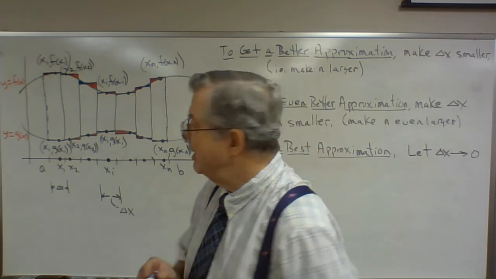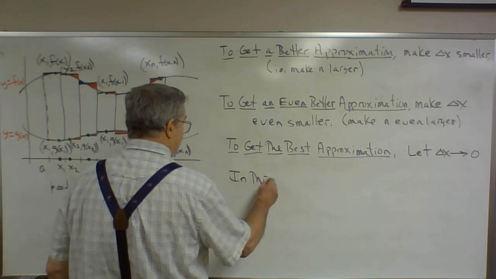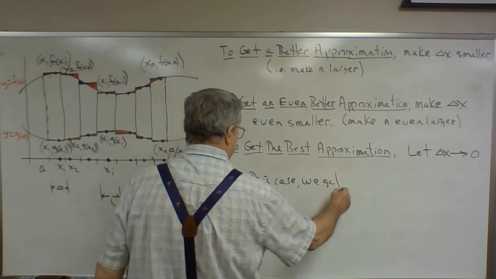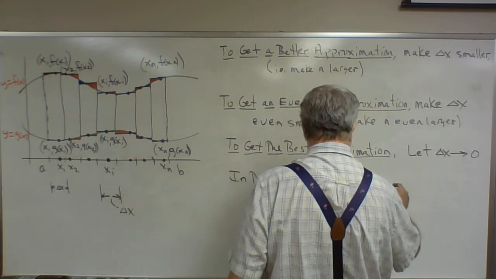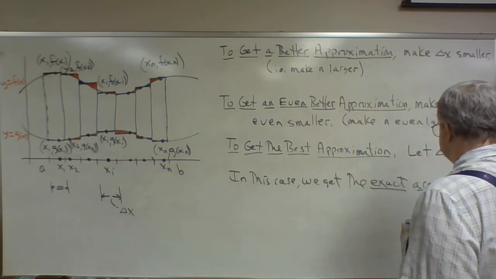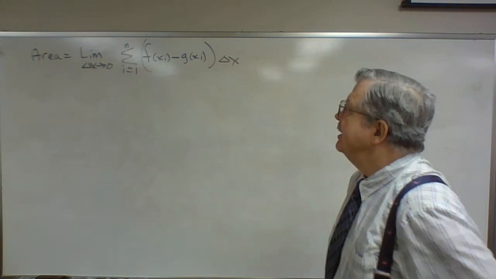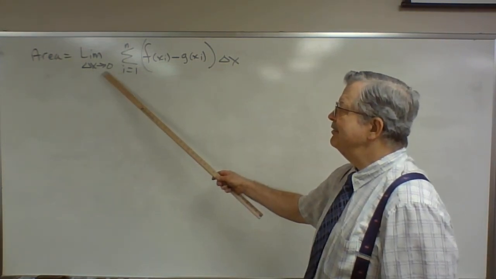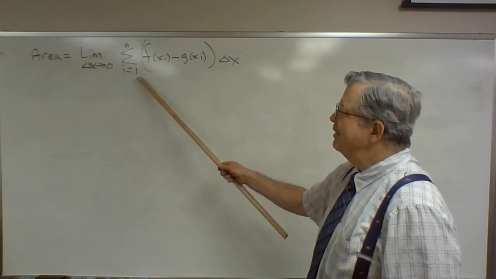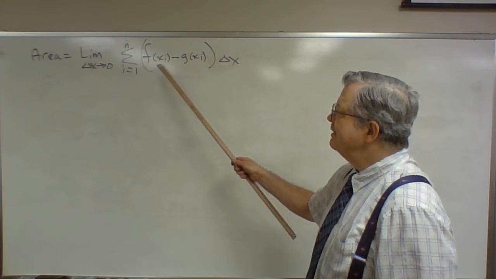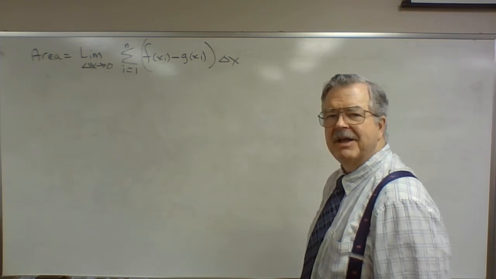And this is great news, let me tell you. We thought we were going to have to settle for an approximation, but if we compute the limit as delta x goes to 0, it's no longer an approximation. We get the exact area. Area is the limit as delta x goes to 0 of the sum from i equals 1 to n of the height, f of x sub i minus g of x sub i, times delta x.